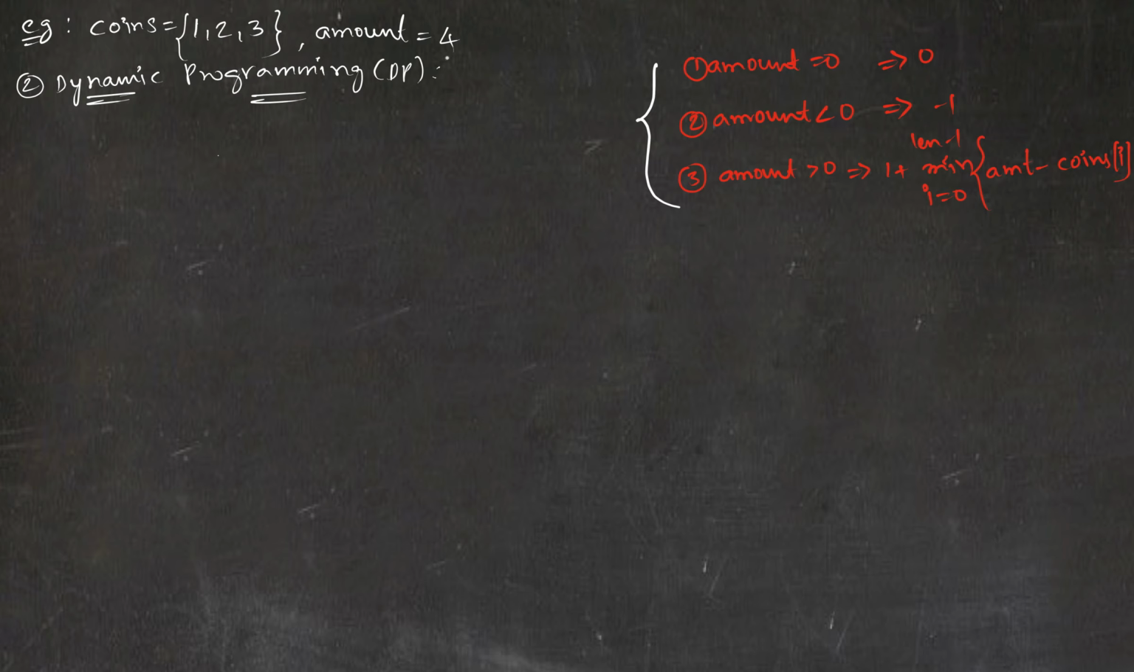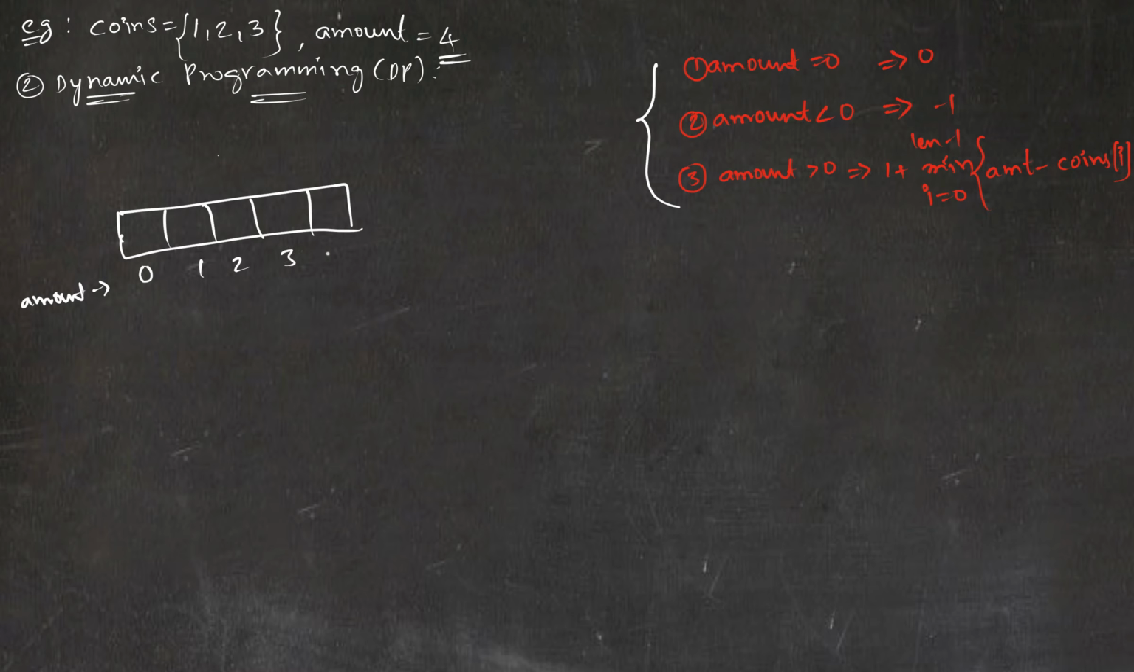Since I need the answer for 4, let me take an array of size 5. So this is nothing but my amount: amount 0, amount 1, amount 2, amount 3, amount 4. I need to return the value of 4 at the end. And the base case is, if amount is 0, my answer is 0. I don't need to take any coins to form 0 amount.